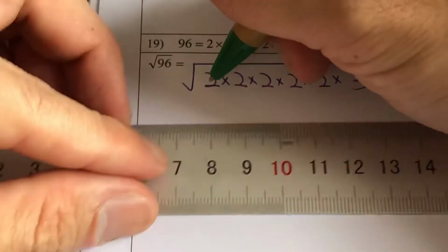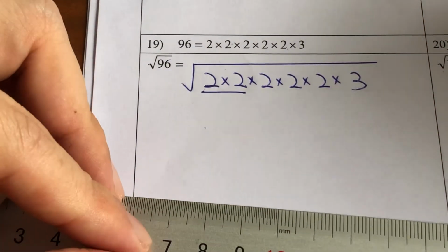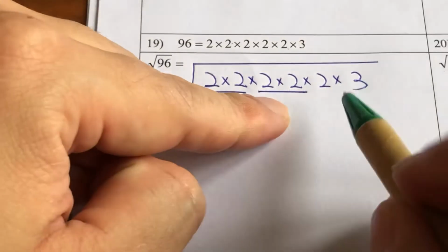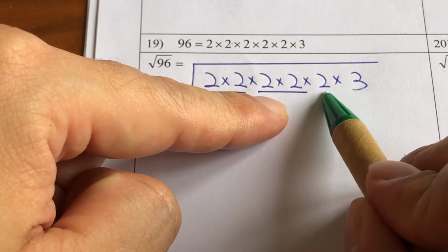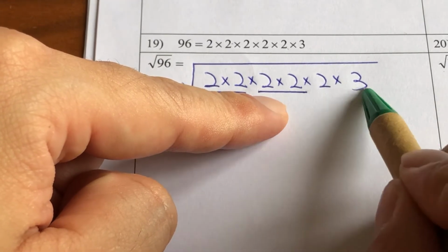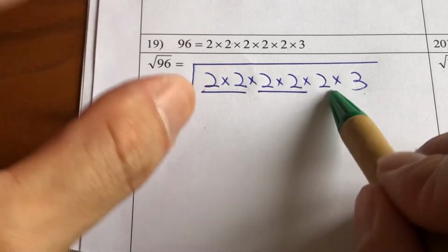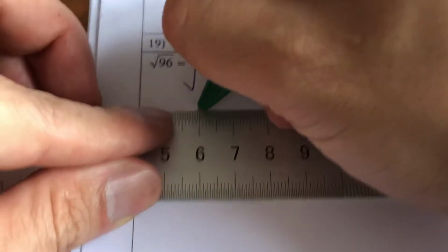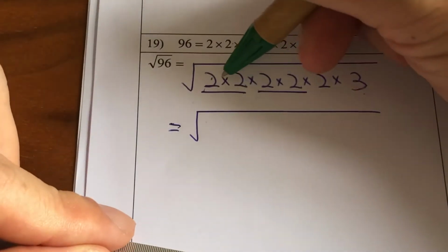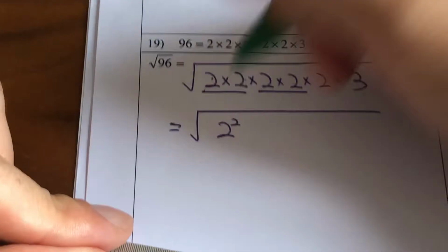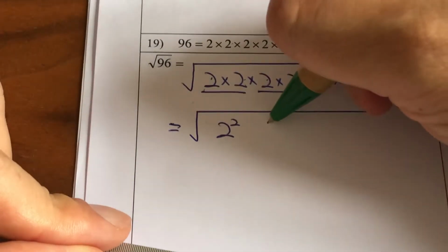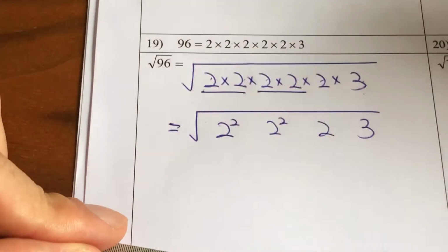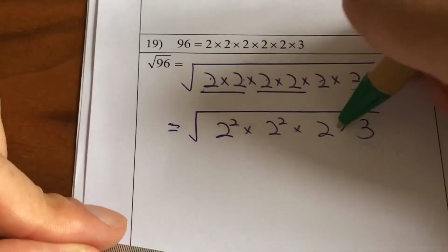So, first of all, 2 times 2, the same, should be in the same group. And then once again, 2 times 2, the same, they should be in the same group. And then here we have one single 2 and one single 3. We cannot group them into the same group, so just leave it here. Now, we have 2 times 2, you may write 2 to the power of 2. And then 2 times 2, again 2 to the power of 2. And then 2, just a single 2. And then 3, just a single 3. And what's going on in between is multiplication.